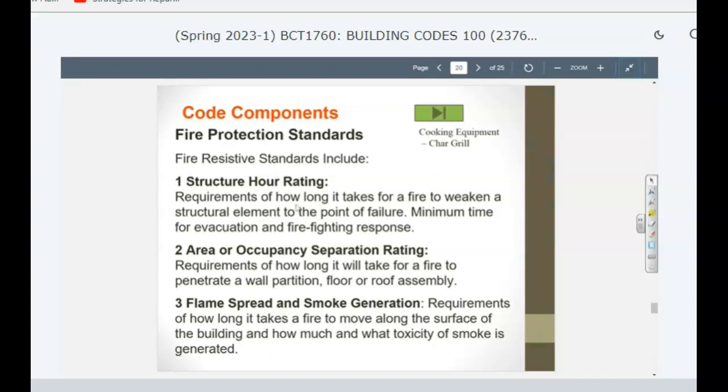Fire resistance standards include the structural hour rating. How long does it take for a fire to weaken the structural element to a point of failure? The minimum time for evacuation and firefighting response. Two, the area or occupancy separation rating. Requirements of how long it will take for a fire to penetrate a wall partition, floor, or roof assembly. And three, the flame spread and smoke generation. Requirements of how long it takes a fire to move along the surface of a building and how much and what toxicity the smoke generated is.